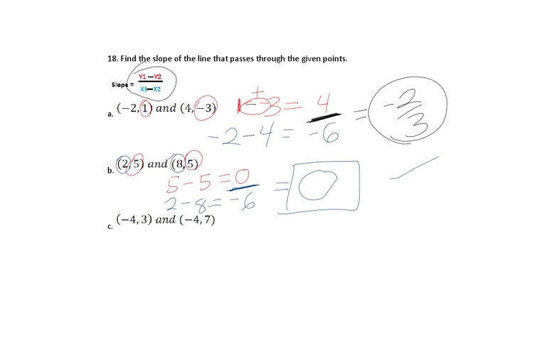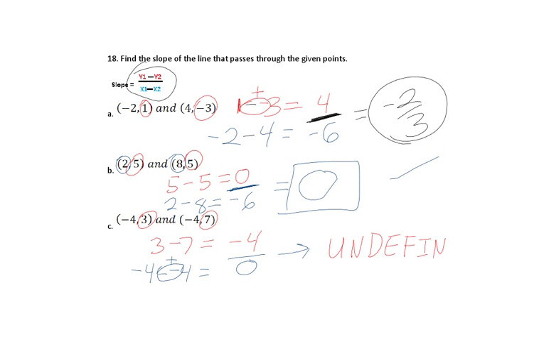Alright, let's do part C. Again, start with the y's. 3 minus 7 is negative 4. Okay. Let's do the x's. Negative 4 minus negative 4. Well, again, two negatives right next to each other becomes a plus. And negative 4 plus 4 is actually 0. Now, this is a special case. If you ever get 0 on the bottom, it's something called undefined. And that is your answer.